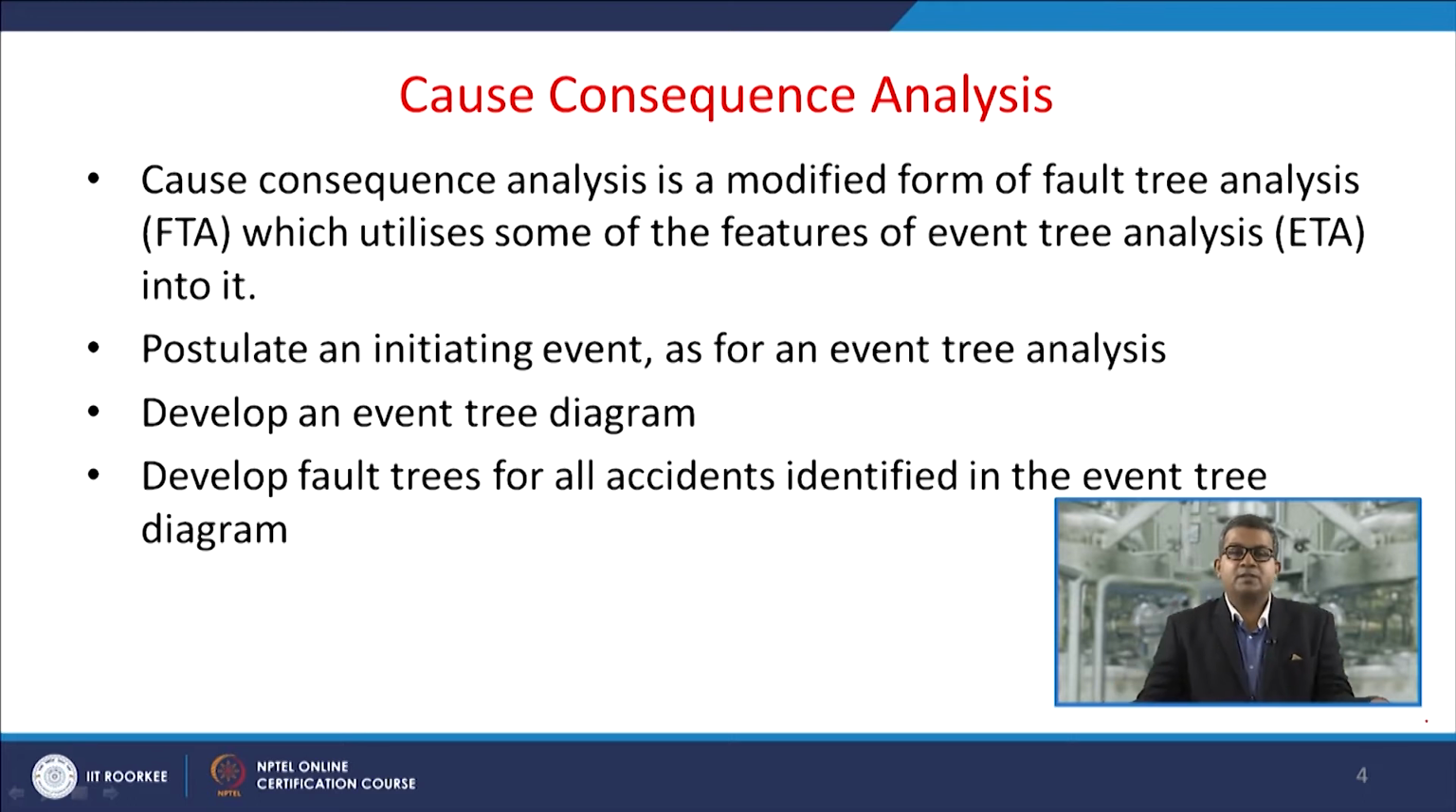Now, this cause consequence analysis is usually a modified form of fault tree analysis, which utilizes some of the features of event tree analysis. So, you can say that this is an augmentation of the salient features of both event tree analysis and fault tree analysis. It postulates an initiating event as far as the event tree analysis is concerned, and develops an event tree diagram. Simultaneously, it develops the fault tree for all accidents identified in the event tree diagram. So, you can say that this is the modified version of ETA and fault tree analysis.